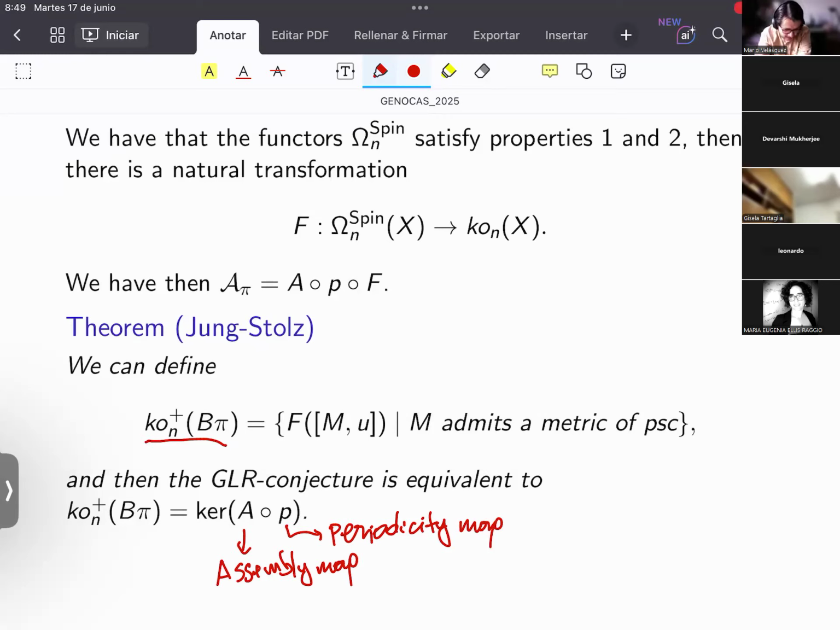Then we could try to use the same strategy as Stolz at the beginning, but instead of using the spin bordism groups, we use the connective K-homology groups. What is the advantage? The advantage is that these K-homology groups are more accessible for computation. You can, for example, use the Adams spectral sequence to compute these K-homology groups for every group P, try to find explicit generators, and try to define by hand a metric of positive scalar curvature for each generator. That is the strategy that works in some cases. Okay.